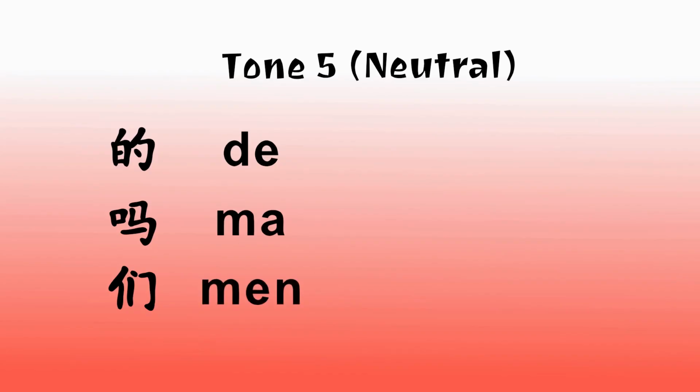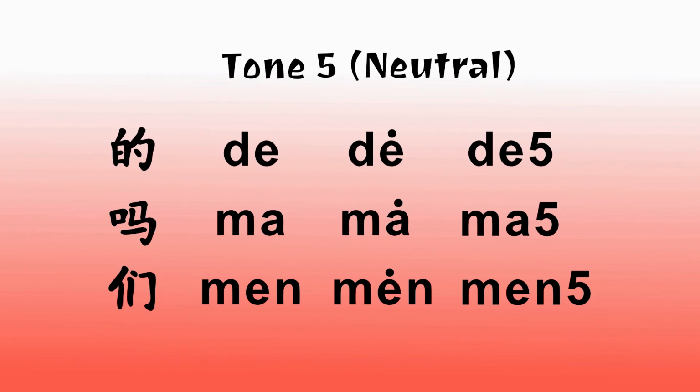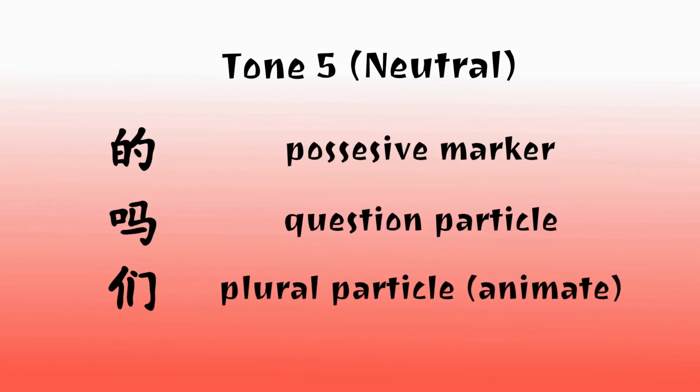It can be written as a syllable with no accent, or with a dot, or with the number 5. It only appears after another character that has one of the 4 main tones. Some of the most common examples of fifth tones are for grammatical particles.